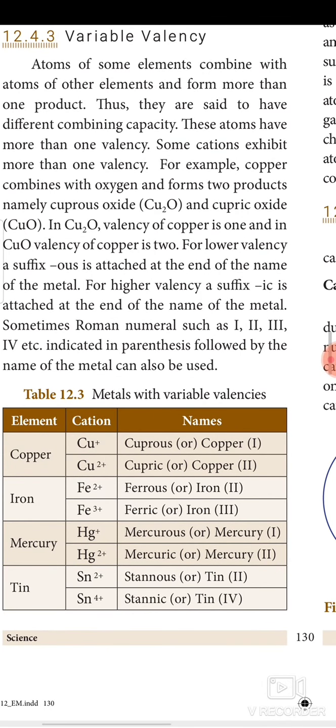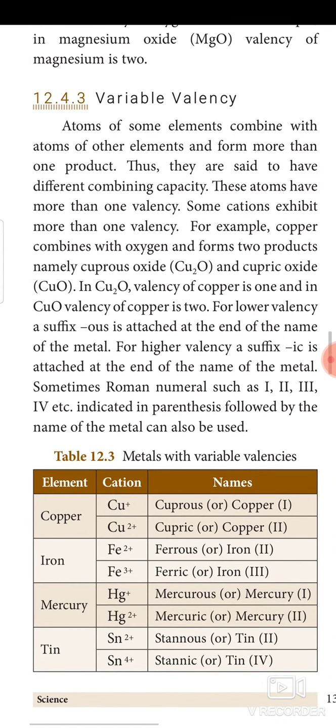Next, we need to see variable valency. Atoms of some elements combine with atoms of other elements and form more than one product. Thus, they are said to have different combining capacity. These atoms have more than one valency. Some cations exhibit more than one valency.